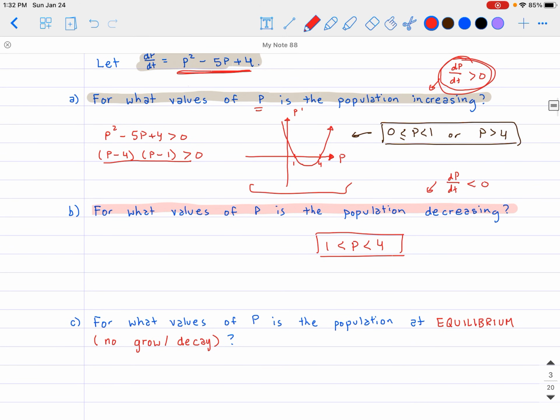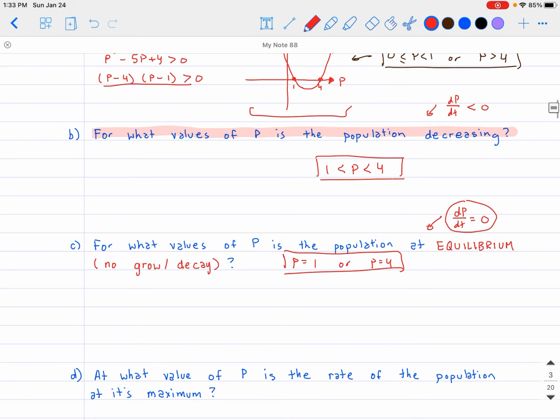And then finally, for this last one, for what value of p is the population at its equilibrium, so no growth or no decay? Meaning that my rate of growth is not increasing or decreasing. So that means we're looking for dp/dt equal to 0. Judging from what's here, we're looking at when the population is equal to 1 or when the population is equal to 4. Okay, so those are going to be my answers.